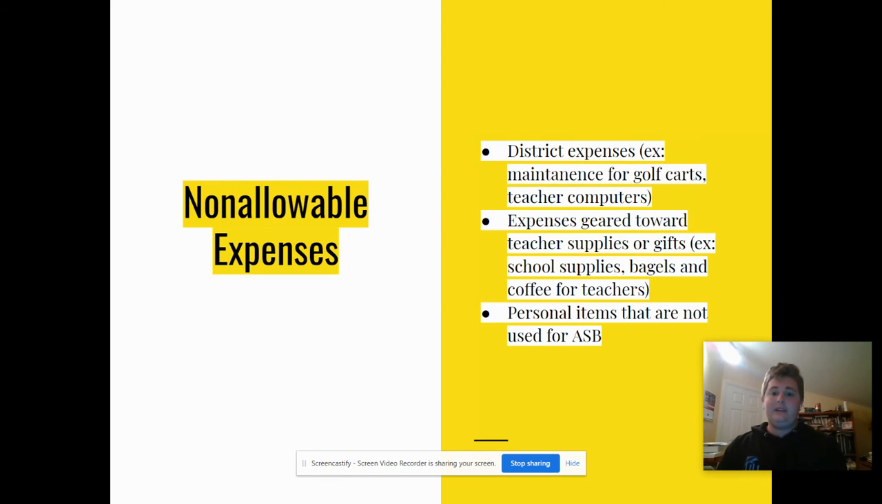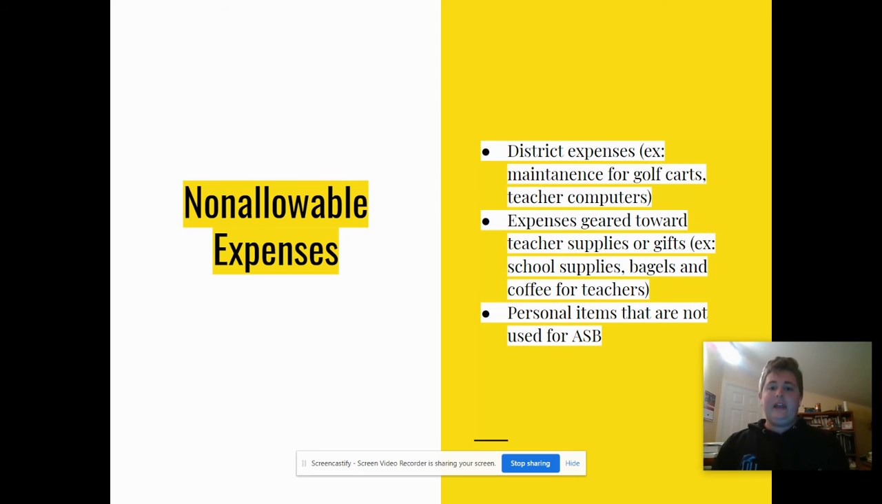You can also go back to that question of, does this benefit the students or the student body? The maintenance for golf carts aren't used by the students. Teacher computers, not used by the students. Those are district expenses. In addition, expenses geared toward teachers' supplies and gifts. It is actually illegal for the student body funds to be used on teachers.